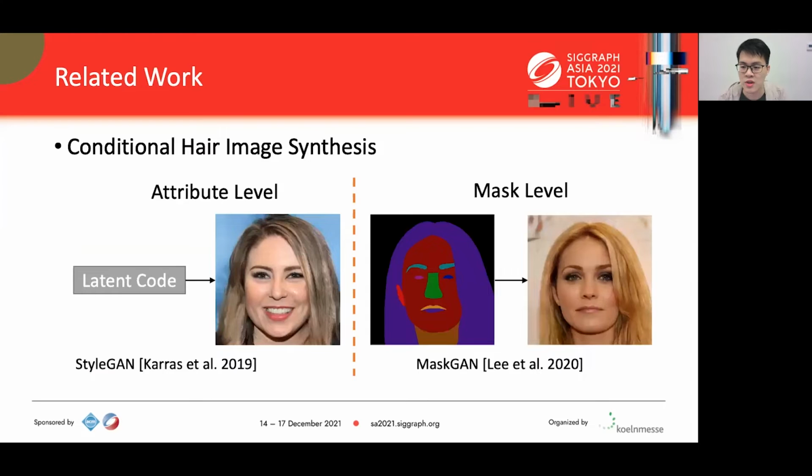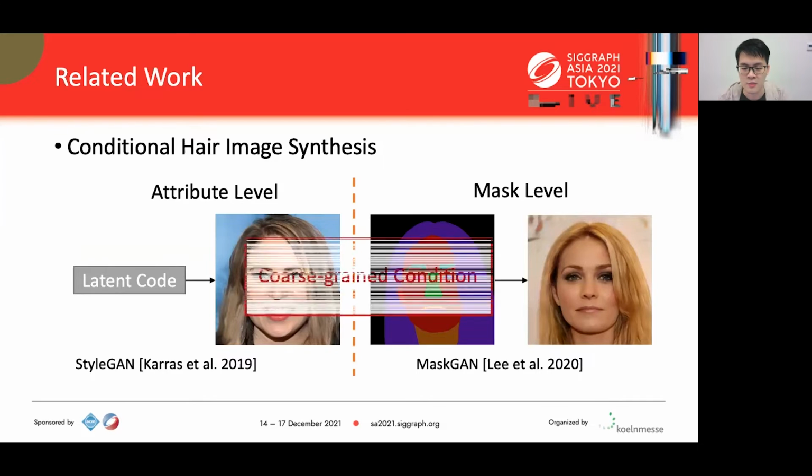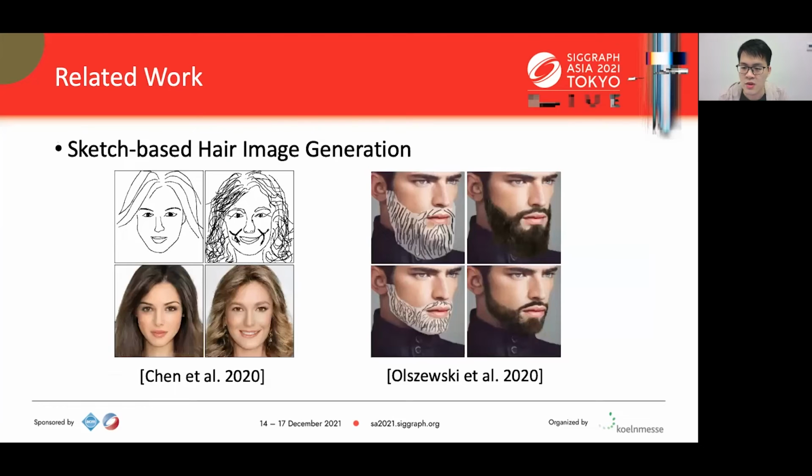Based on generative models, several recent works are good at image synthesis conditioned on diverse inputs, for example, attributes or masks. However, the two types of conditions, that is, attributes and masks, only provide coarse-grained user control. Considering local controls, we found sketch is a good choice to depict the local and global structures of a hairstyle.